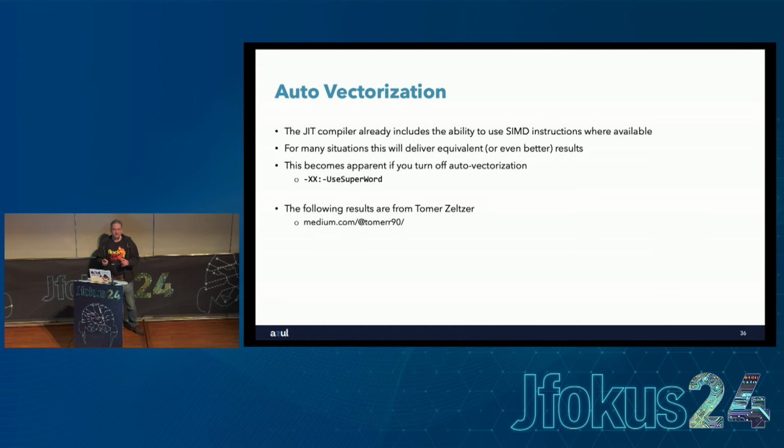If you really want to see the difference, what you need to do is turn off the compiler's ability to use single instruction multiple data, or auto-vectorization. You can do that with the -XX:-UseSuperWord option on the command line for the VM, because it's the JIT compiler.